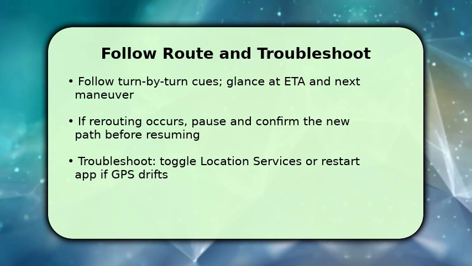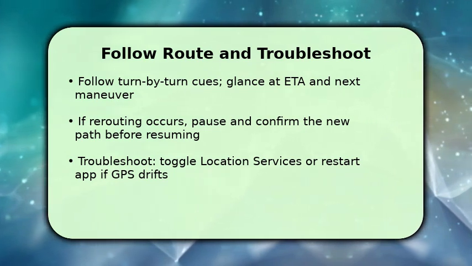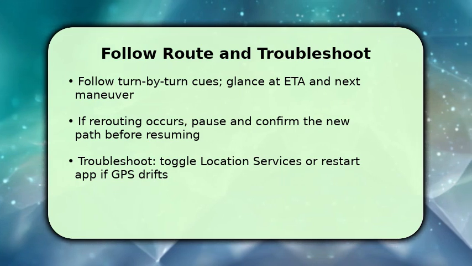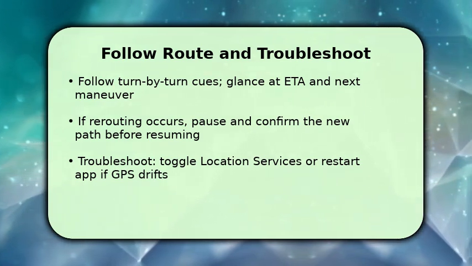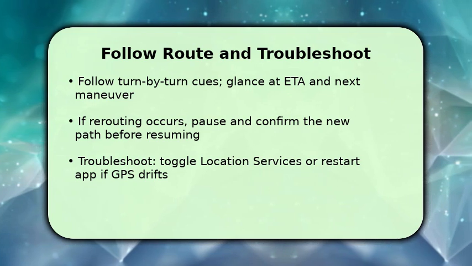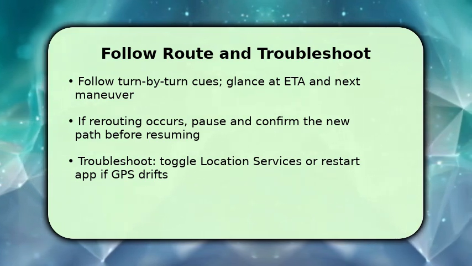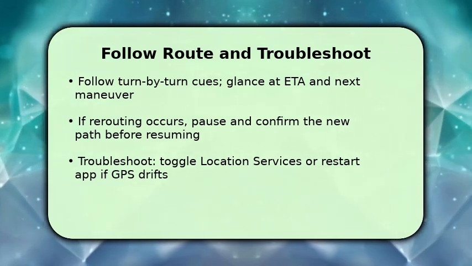If the map drifts or loses your position, toggle location services off and on, or force close and reopen the app. This usually resets GPS and clears temporary glitches, so navigation resumes accurately.